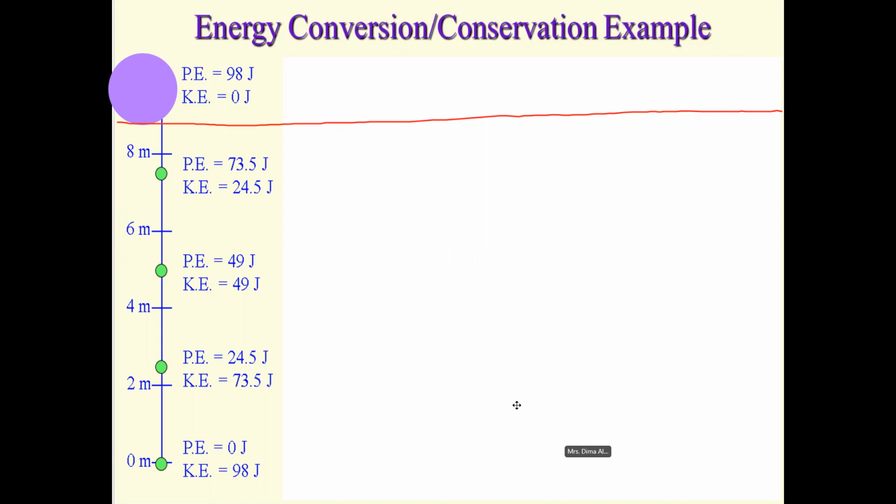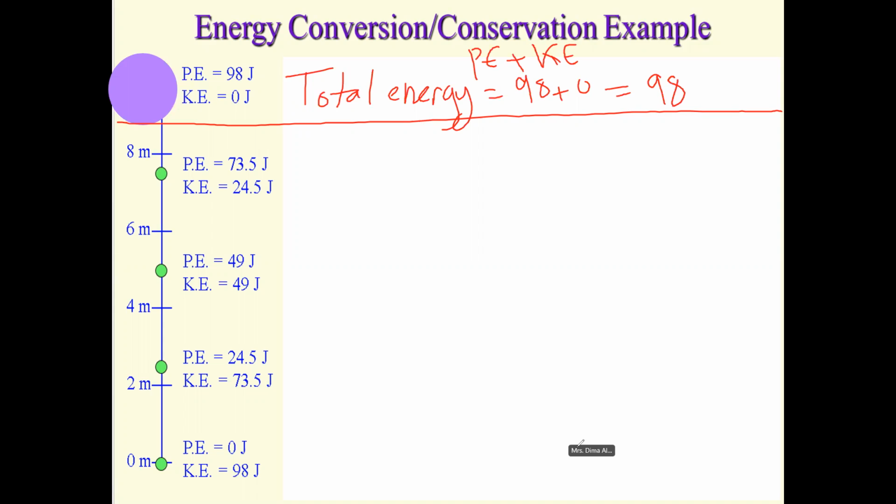So let's find that the total energy at this point at 10 meters is 98 plus 0, which we can write as potential energy. Every time the total energy is potential energy plus kinetic energy. You mean like the mechanical energy, right? Potential plus kinetic. Yes. It will be 98 joules.